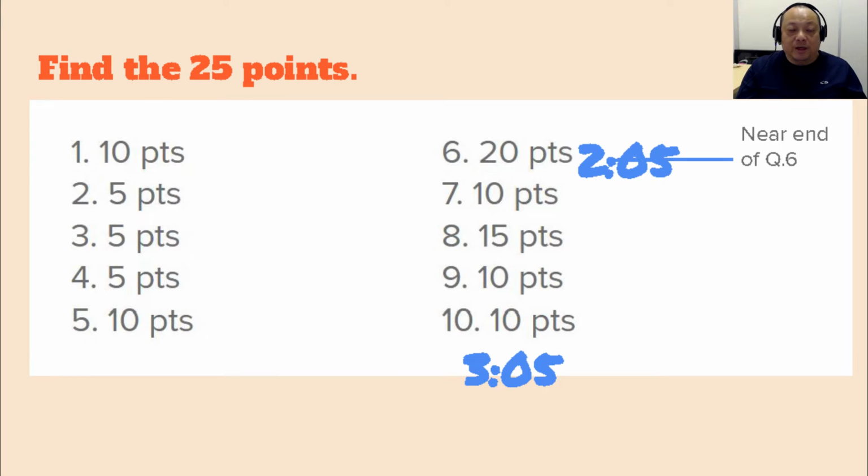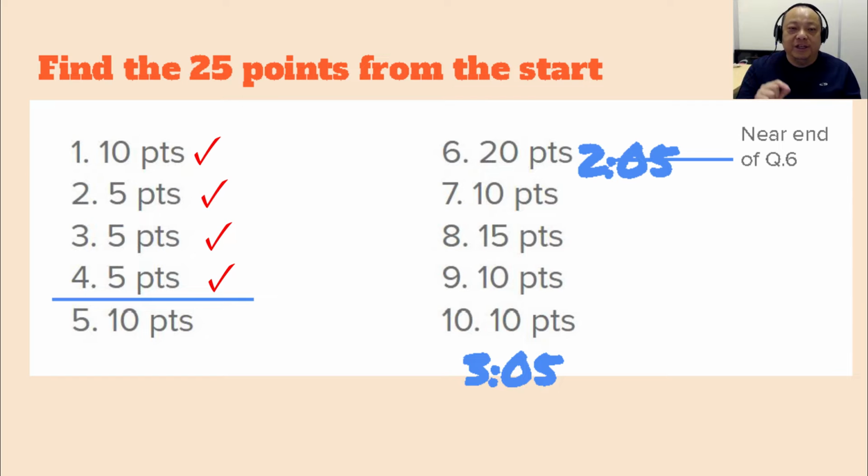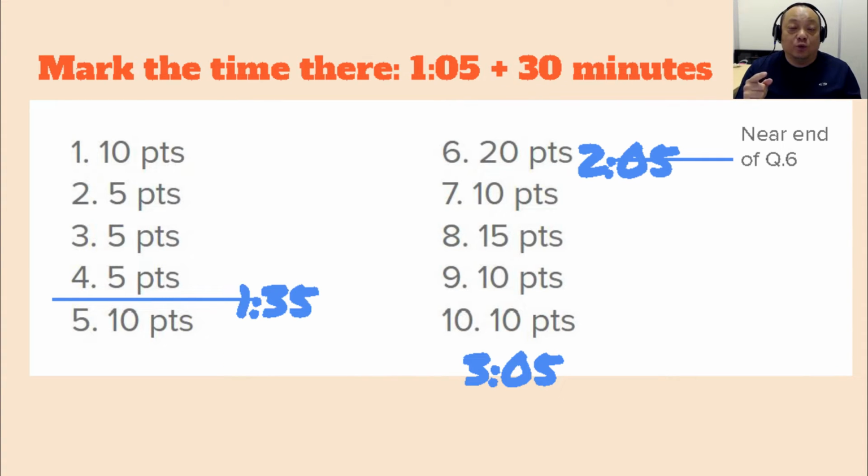We find the 25 points from the beginning by adding. Question 1 is 10 points, plus 5 makes 15, plus 5 equals 20, plus another 5 equals 25 points. The 25-point mark is right here after question 4. And we need to get there after 30 minutes. 30 minutes from 1:05 is 1:35. Write that down. Now we want to find the 75% mark.